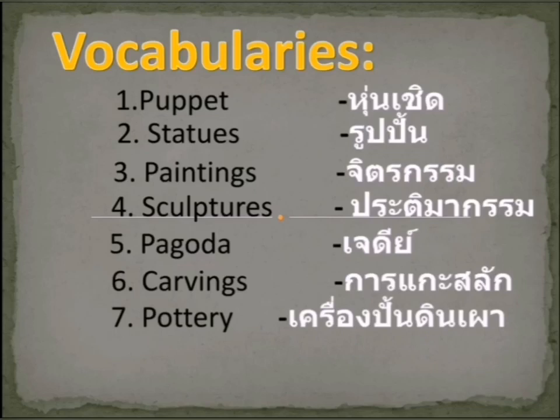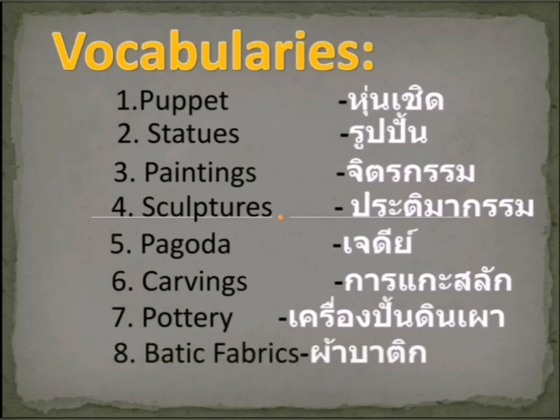Next word, we have the word pottery. Again, follow me, say pottery. Pottery in Thai means? And last word, we have the word batik fabrics. Follow me, say batik fabrics. Batik fabrics in Thai means?